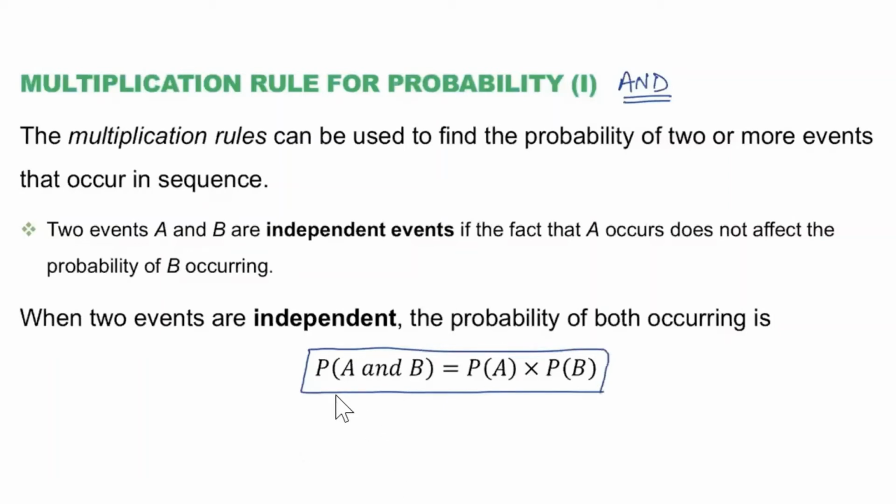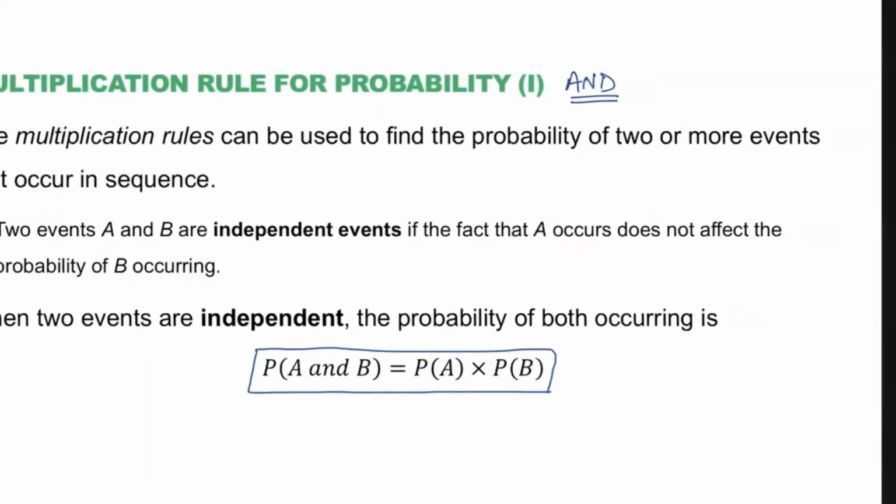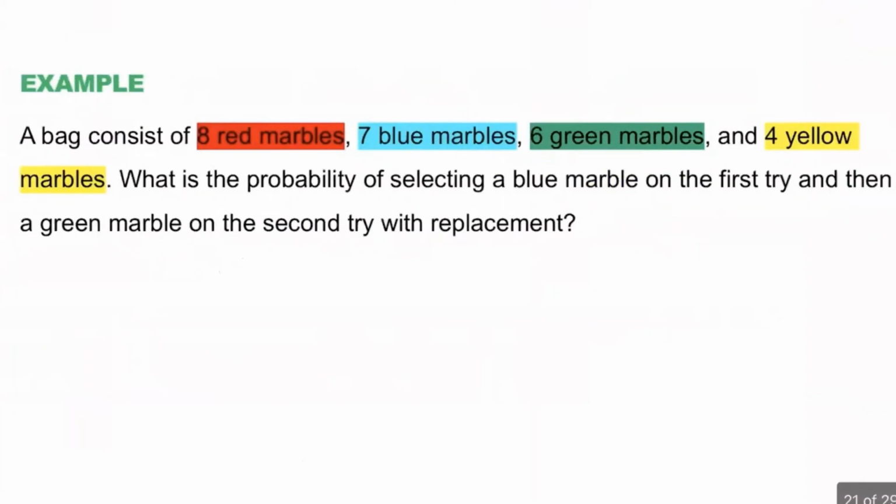Now, we are going to take an example and we are going to look at the events. First, we are going to check whether they are independent or not. And if they are independent, we are going to use this formula to calculate the probability. Here is my example. So the problem says a bag consists of 8 red marbles, 7 blue marbles, 6 green marbles, and 4 yellow marbles. So like before, first we are going to find the total number of marbles here.